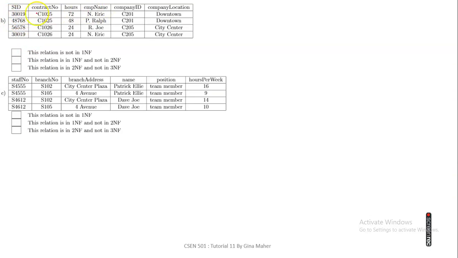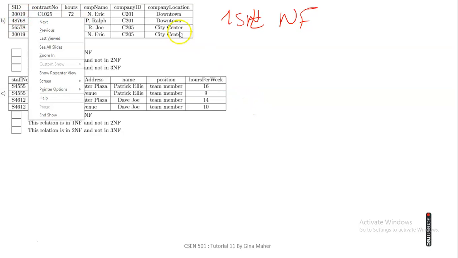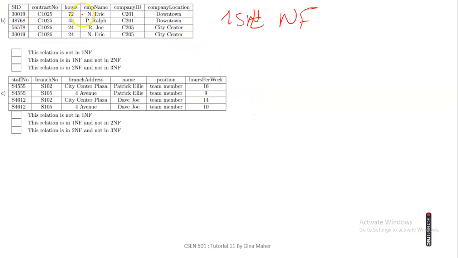Let's check this relation. Each attribute is a single value, so this one is in the first normal form. We want to check whether it is in the second or not. In order to do so, first we need to get the dependencies from this table. Whenever the SID is 30019, we will find that the employee name will be the same, which means that the SID implies the employee name only.